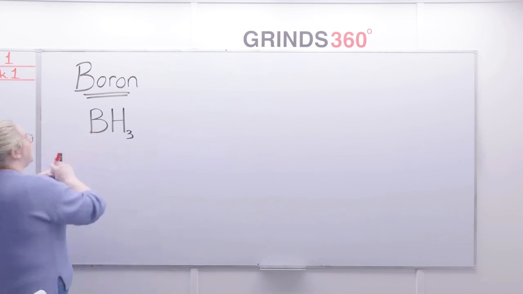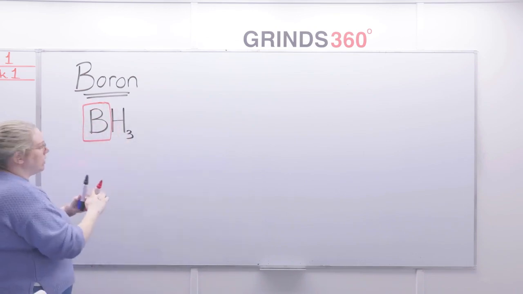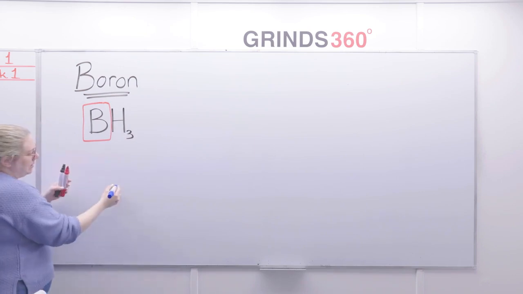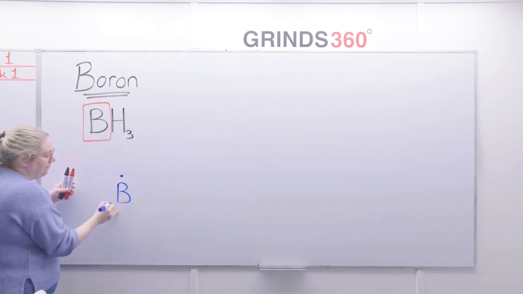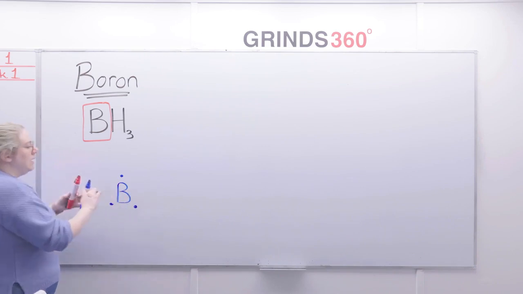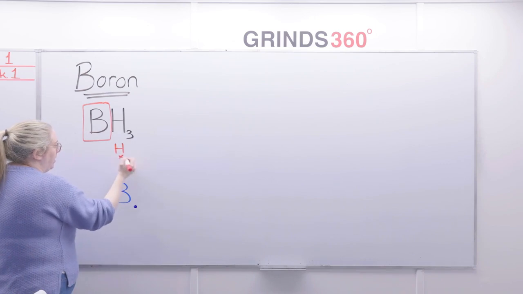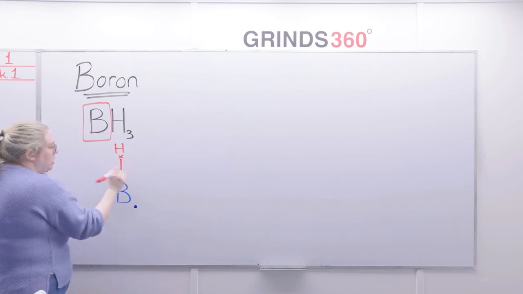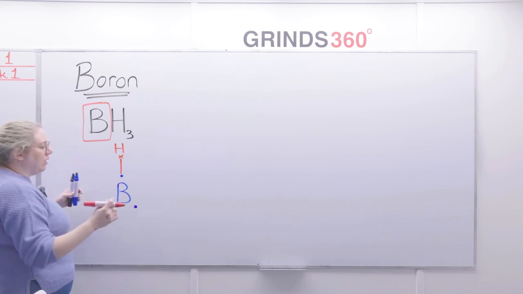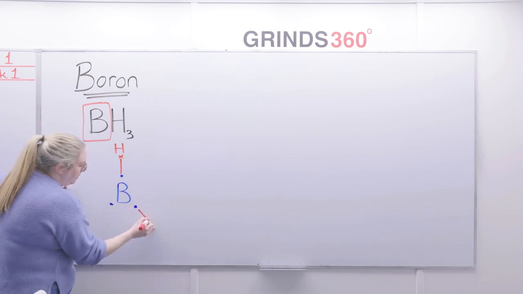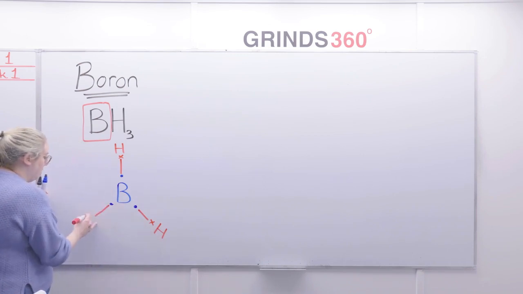So here, our central atom is boron and it's bonding to hydrogen. Boron has 3 electrons in the outer energy level because it's in group 3. Now, hydrogen has 1 electron because it's in group 1. Hydrogen will share 1 electron with boron, and boron will share 1 electron with the hydrogen. Great. We keep going until all of the electrons are involved in sharing on the boron.